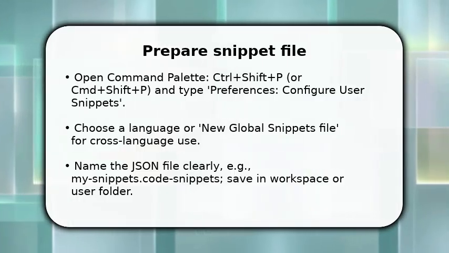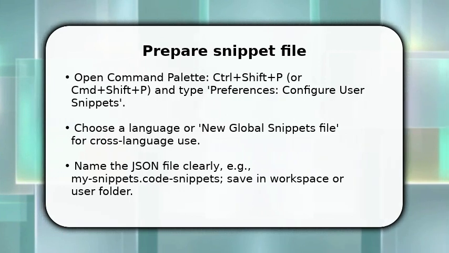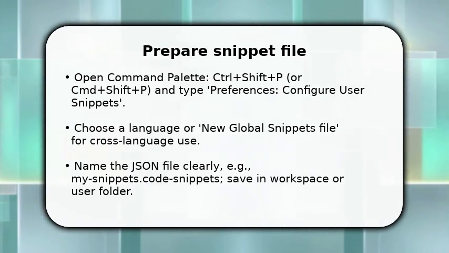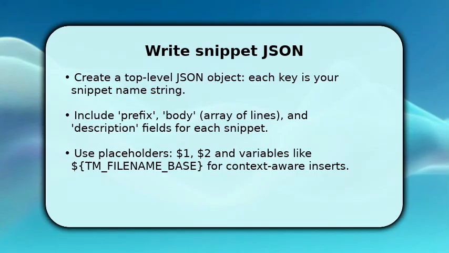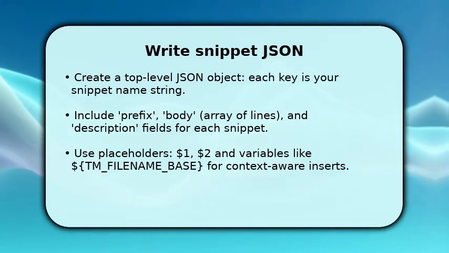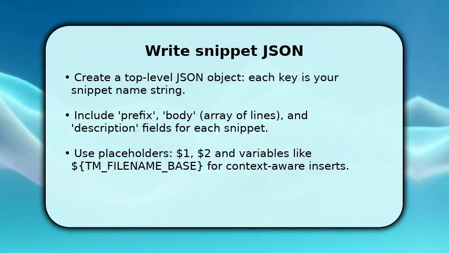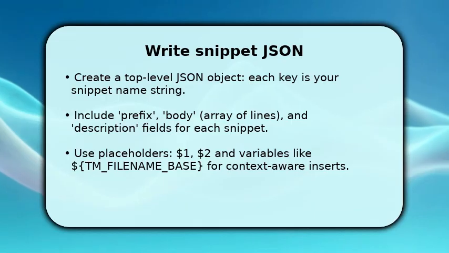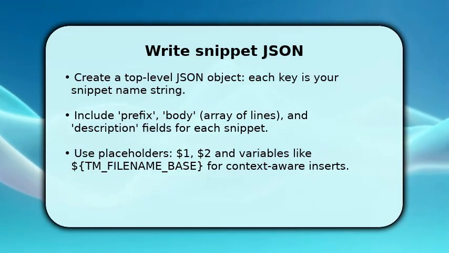You do this now so the editor recognizes the JSON schema, and you can author entries that VS Code will load immediately. Next, you write the snippet content in JSON so VS Code can parse and suggest it. Inside the file, you add a top-level object where each property name is your snippet title. For each snippet, include prefix, body as an array of strings for each line, and a short description.